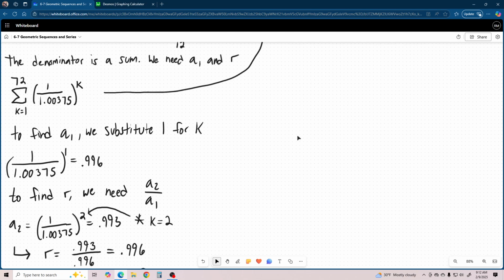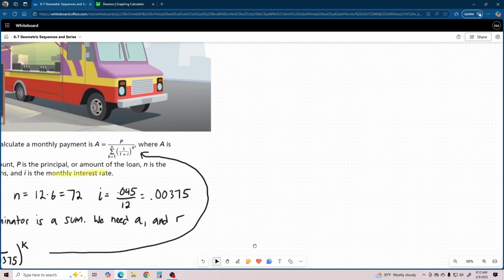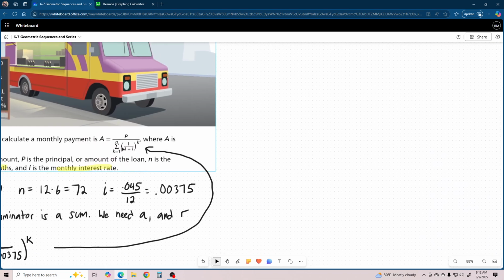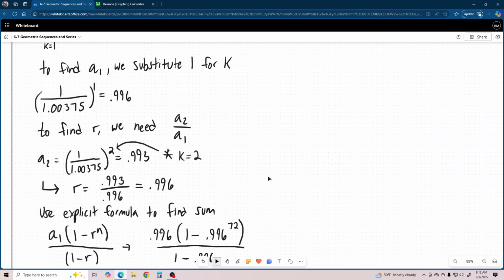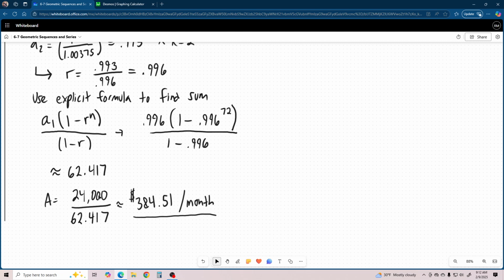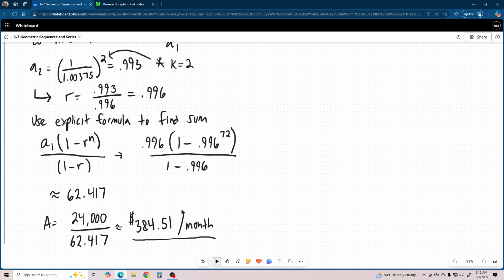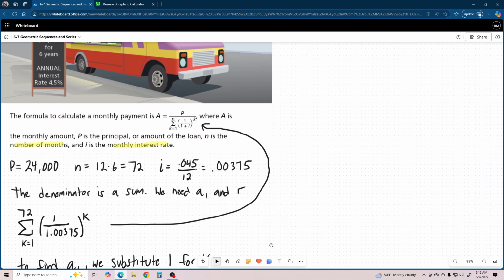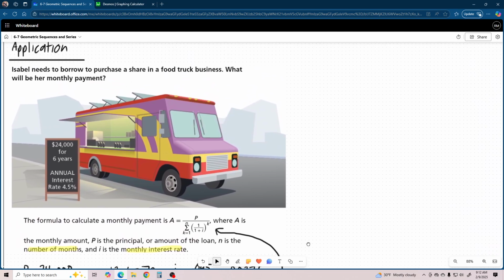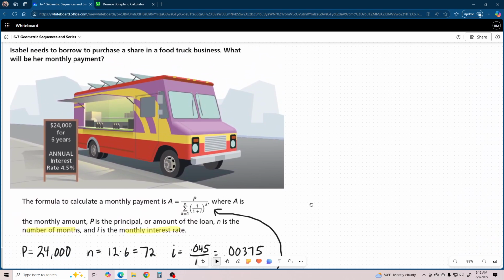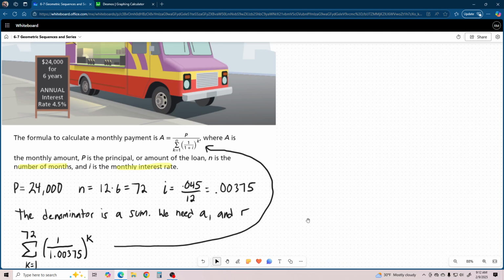Okay, so now what we're going to do is, because the formula tells us to take our principal and divide it by that, we're going to take the number we just found, and we're going to take our 24,000 and divide it by our 62.417, and that is going to give us approximately $384.51 per month. So for 6 years, she's going to be paying almost $400 to pay back her loan for this food truck. All right, so not too bad, right?